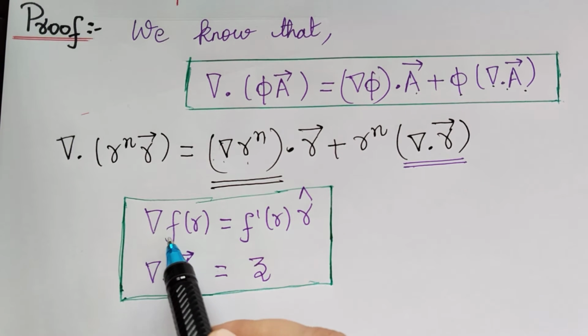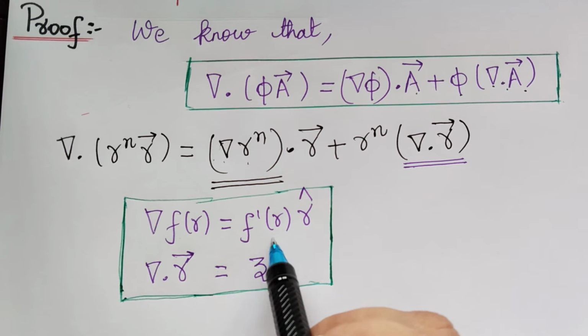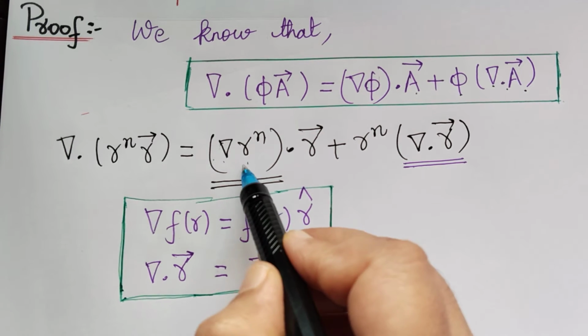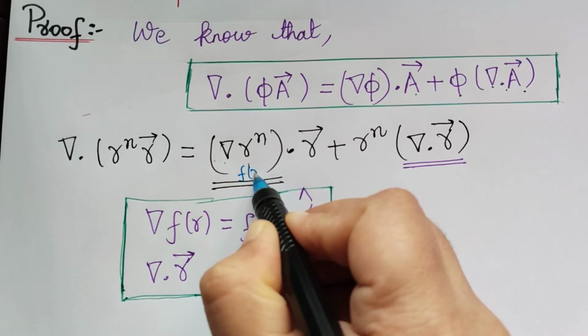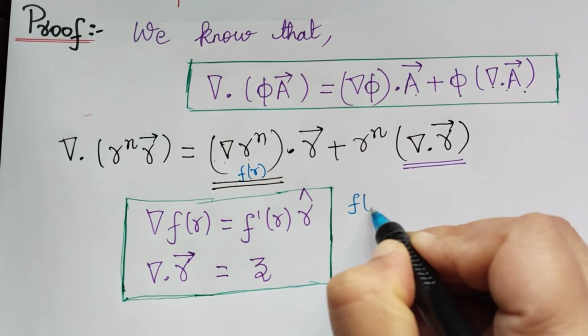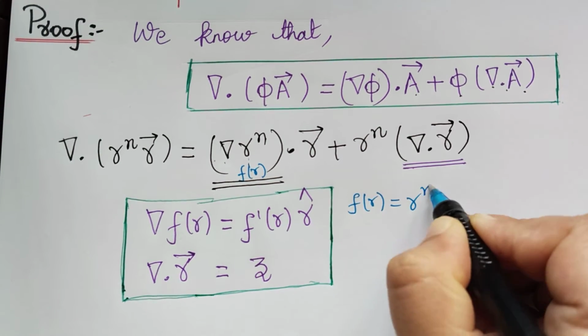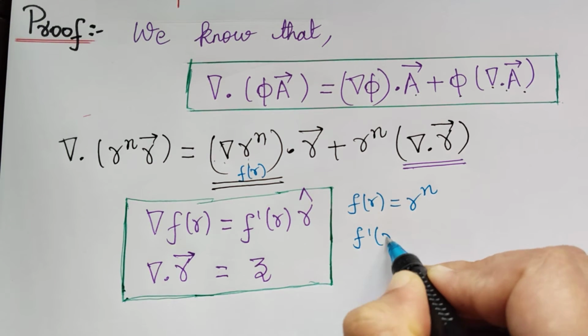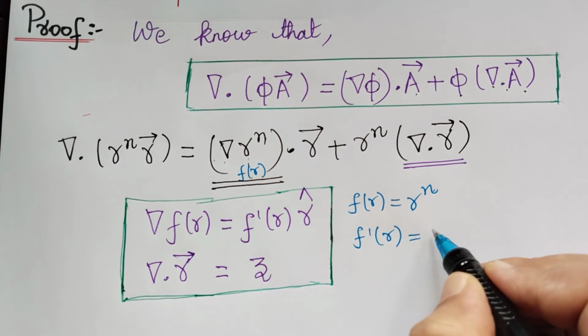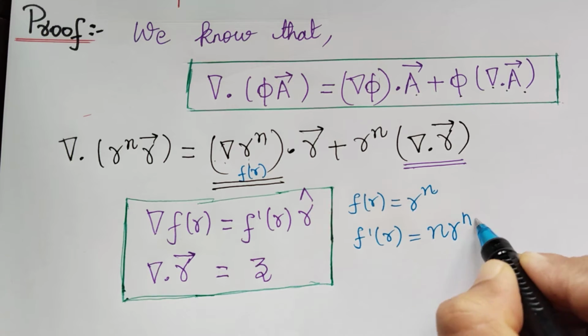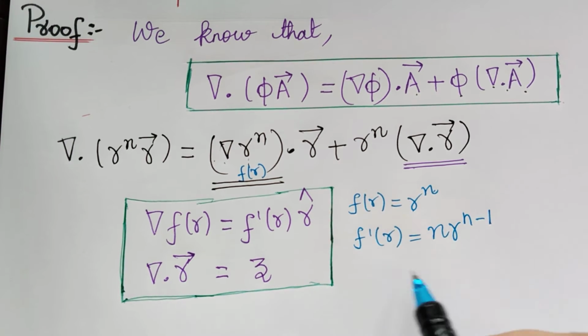When we apply del f of r equal to f dash of r r cap, we see that at the place of f of r, we have r to the power n. So f of r is r to the power n. What will be f dash of r? The differentiation of r power n, which is n r to the power n minus 1. So let us apply this.